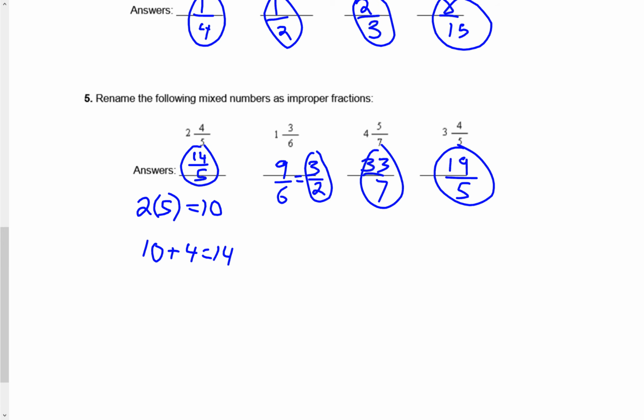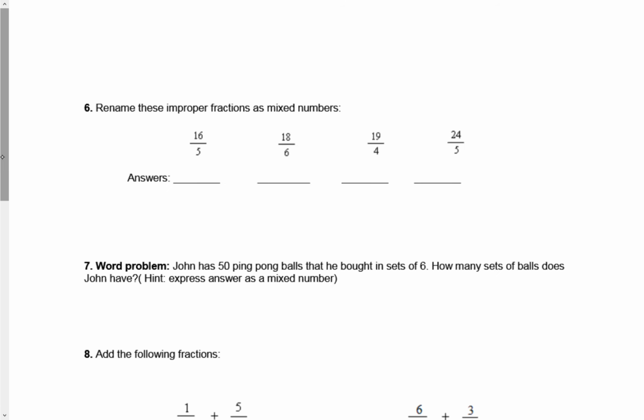All right, let's move on to page 2. Now taking improper fractions and writing them as mixed numbers. So these, I would suggest writing out long division. So for this one, 16 divided by 5. Just so you can visualize, how many times does 5 go into 1? It doesn't go into 1.